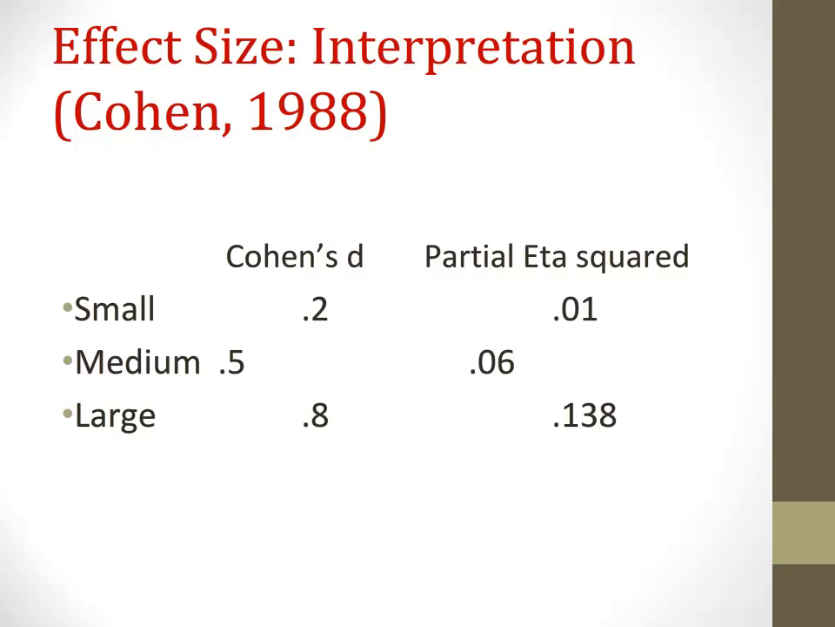Finally, a large effect size for partial eta squared is 0.138. Sometimes you'll see 0.14, but Cohen says it's 0.138. So that's how you interpret partial eta squared based on Cohen's conventions.